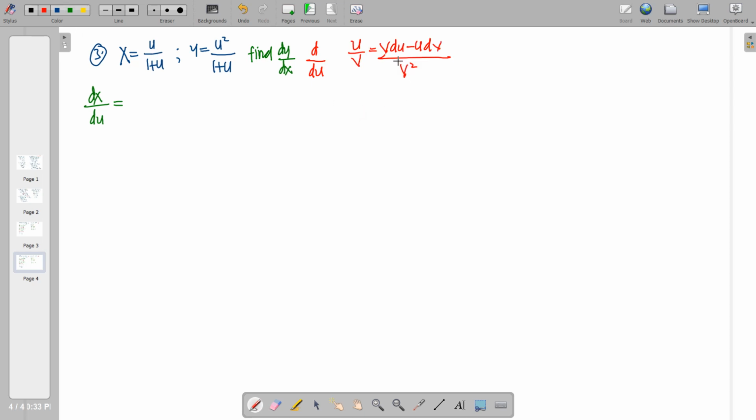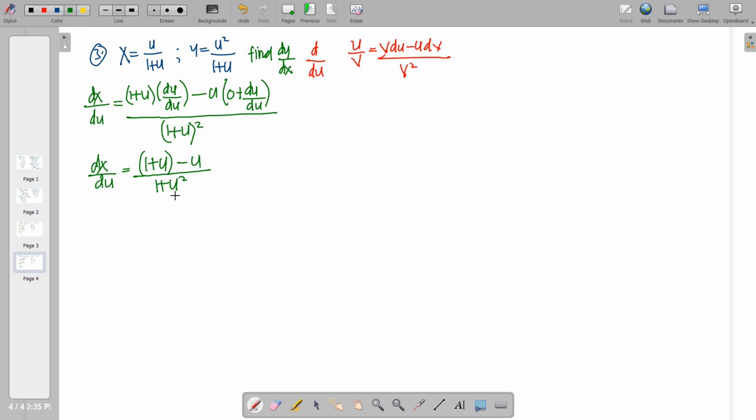So simply quotient rule is v du minus u dv all over v squared. Our v is 1 plus u. Differential of u is du over du, or 1, minus u, differential of v is 0 plus du over du, all over v squared, or 1 plus u squared. So we can simplify the equation into 1 plus u minus u over 1 plus u quantity squared. Obviously, u is cancelled, so we come up with that equation.